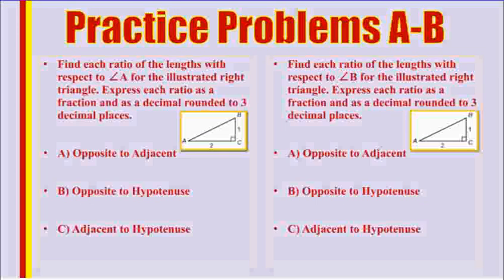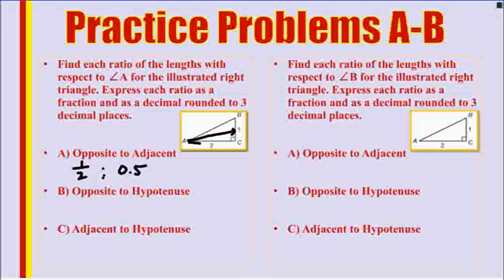Next, find each ratio of the lengths with respect to angle A for the illustrated right triangle, then express each ratio as a fraction and a decimal rounded to 3 decimal places. So opposite to adjacent to angle A. So opposite to adjacent, that touches A, which is 2. So our decimal would be 0.5.